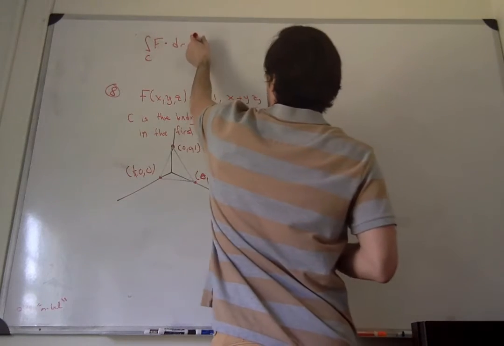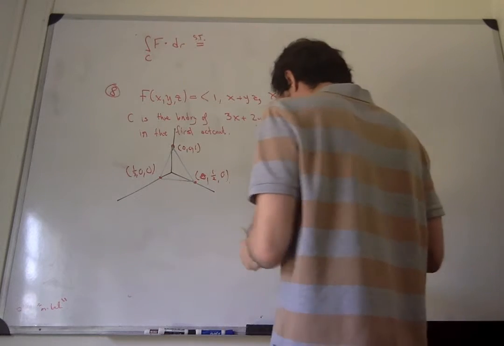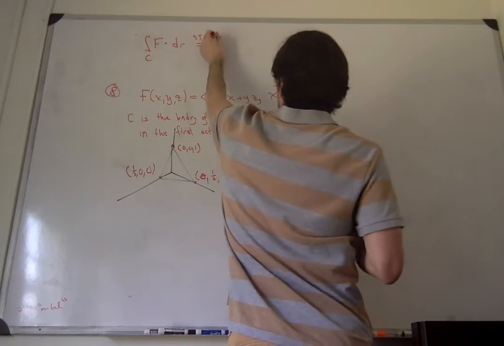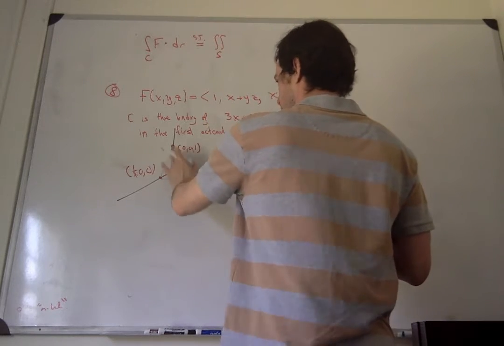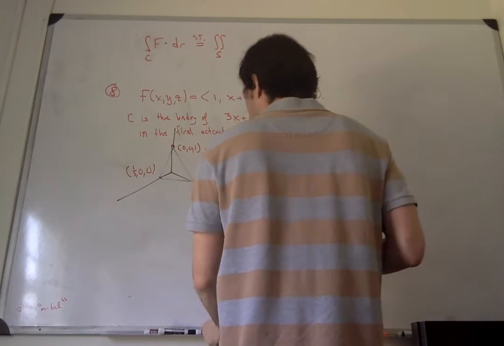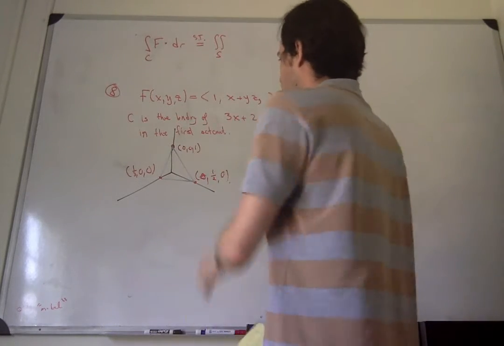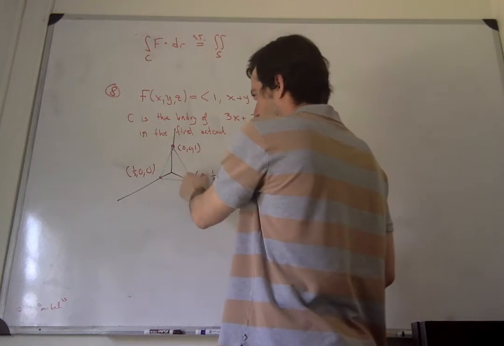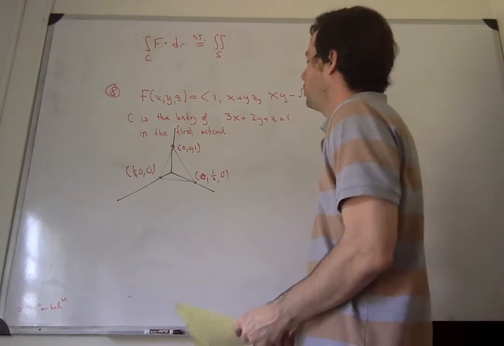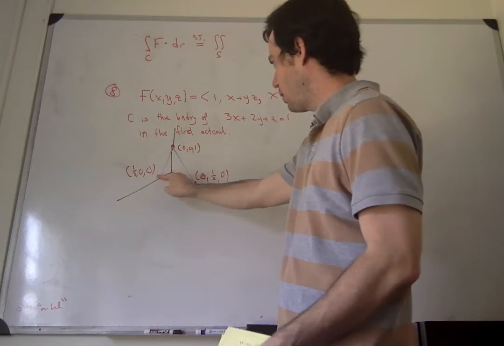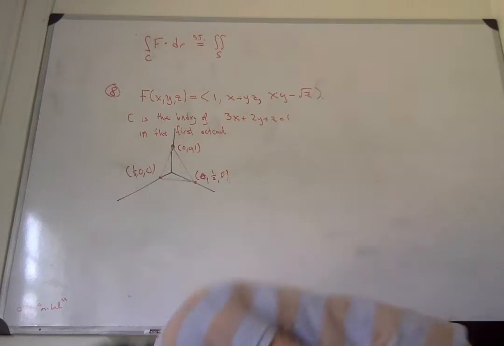Well, according to Stokes' theorem, this is going to equal the double integral over the surface, right? So let's just review. C is the boundary of this surface in the first octant. So that is literally the blue part. Blue for boundary, I guess you could say. So C is this part right here, right? It's in the first octant, and it's the boundary.